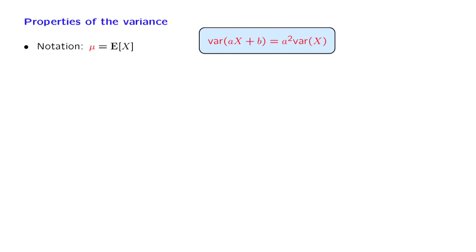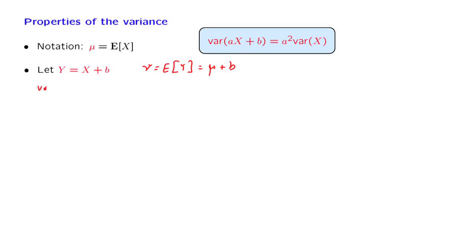We use the shorthand notation mu for the expected value of x. We will proceed one step at a time and first consider what happens to the variance if we add a constant to a random variable. So let y be x plus some constant b, and let us define nu to be the expected value of y, which using linearity of expectations is the expected value of x plus b. Let us now calculate the variance.